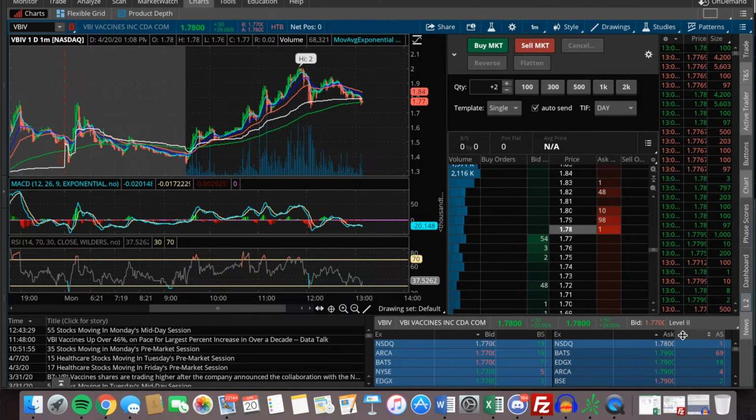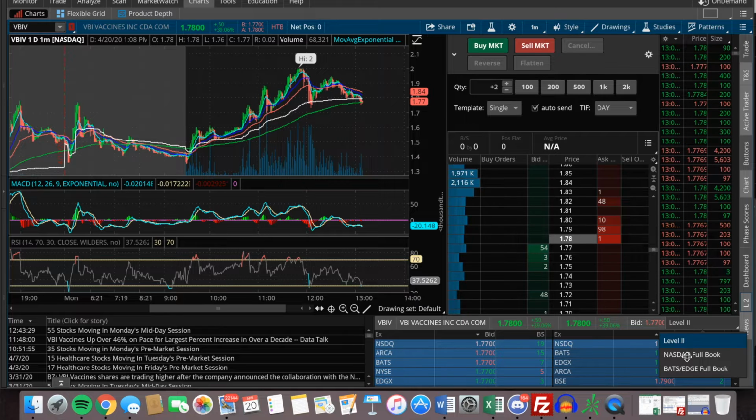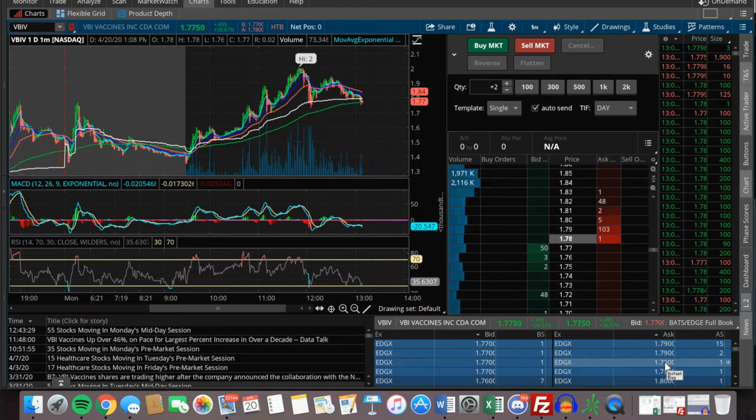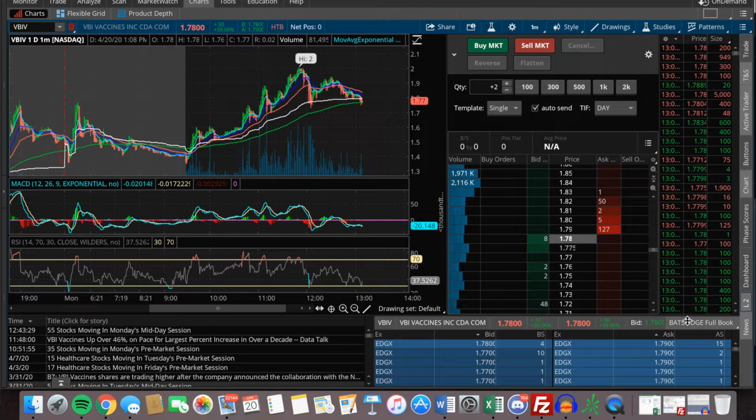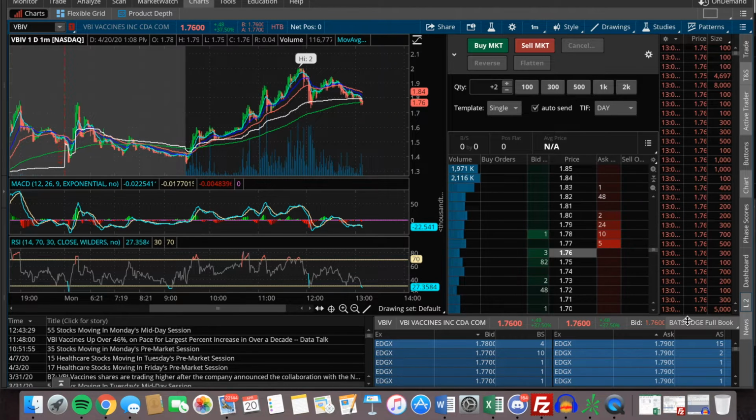And so what you can do here is you have a couple options. You have level 2, you have the NASDAQ full book, and then it looks like the BATS Edge full book. The reason I like to look at this is because you can see where buyers and sellers are. Not hiding, you can see where they are.